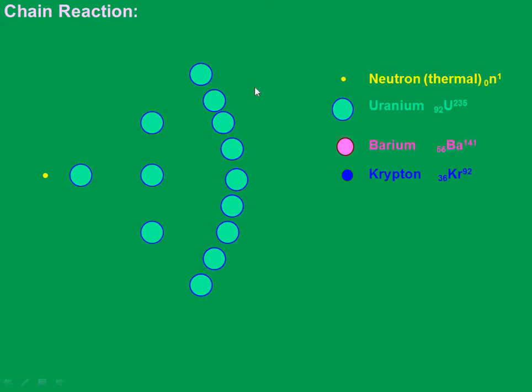At a particular point, a stage is reached where a very large number of nuclei are split up, releasing a large amount of energy in a short time, and the atom bomb is an example of this type of fission process. Are you getting the point here?